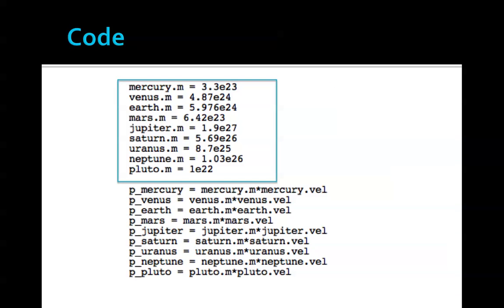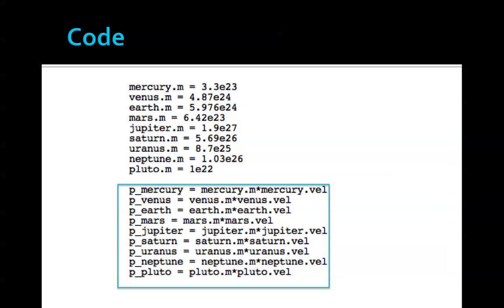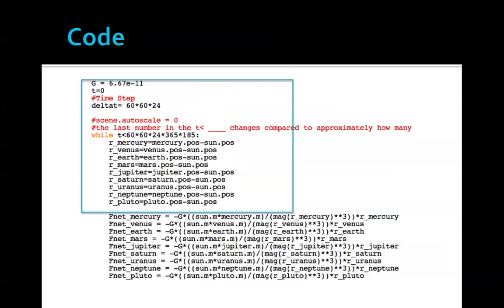The next part of the code is where I put in the mass of each planet, which was given to me. And then the momentum principle comes into play here. Here I found the momentum of each planet by taking the planet's mass and multiplying it by the planet's velocity. I then defined the G constant, which is used to find our F-net of each planet using Newton's law of universal gravitation. I also have a delta t of 86,400, which is equal to 1 day in seconds.